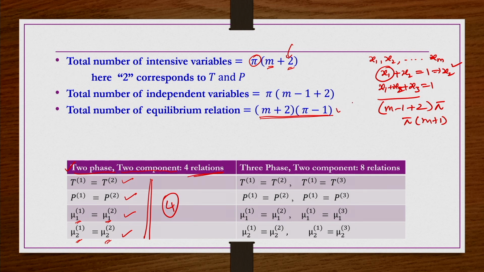So, that is just to cross check whether we are missing any equilibrium relations or adding more equilibrium relations. For that purpose only, we are doing this manual cross checking. Let us say you have 3 phases, that is pi is equal to 3, and 2 components, that is m is equal to 2. Then 2 plus 2 multiplied by 3 minus 1, that is 4 multiplied by 2, 8 relations should be there.